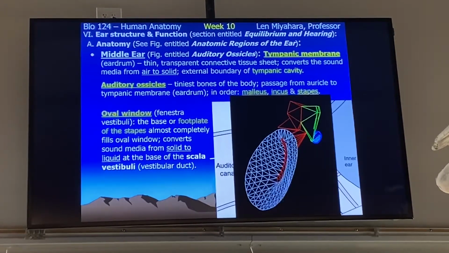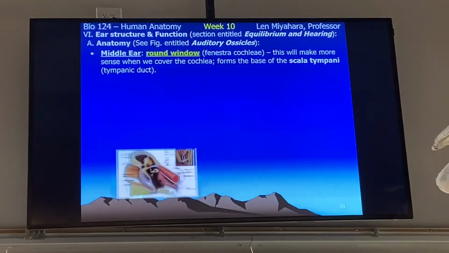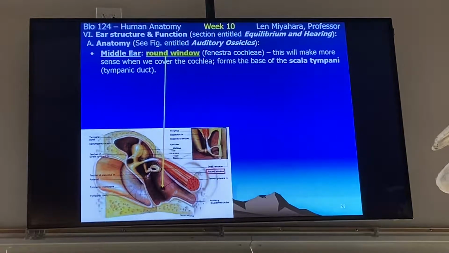So we're in the middle ear. Again, the function of the middle ear, for hearing anyway, is to amplify the sound 22 times. Also in the middle ear, you can see the round window. The round window and the oval window is the border between middle ear and inner ear, both those windows.